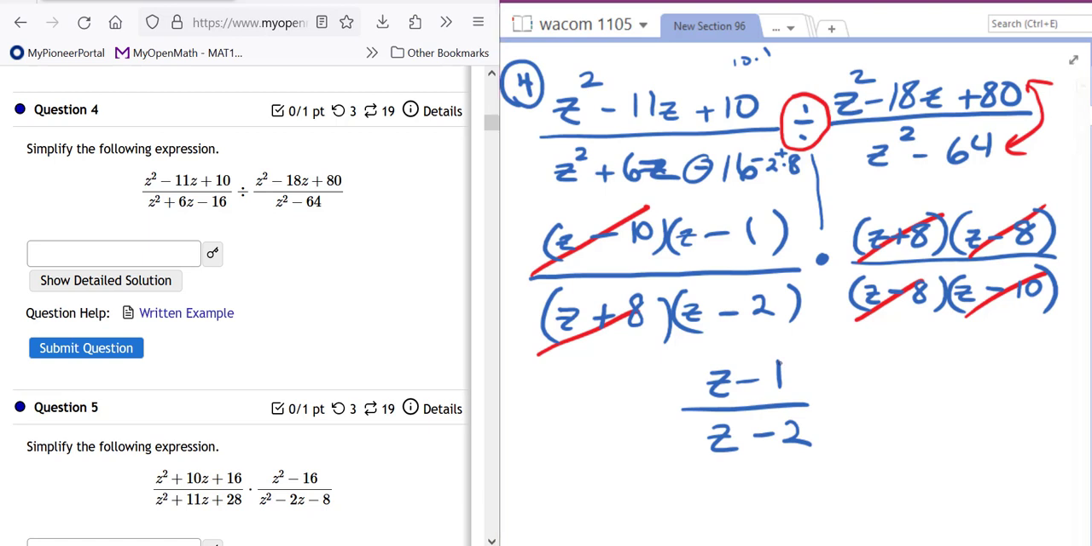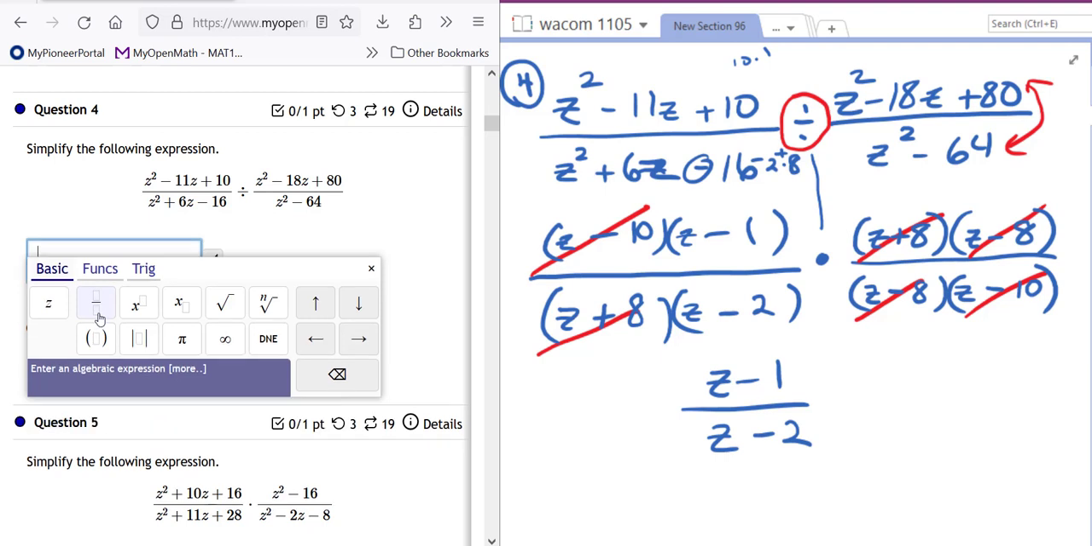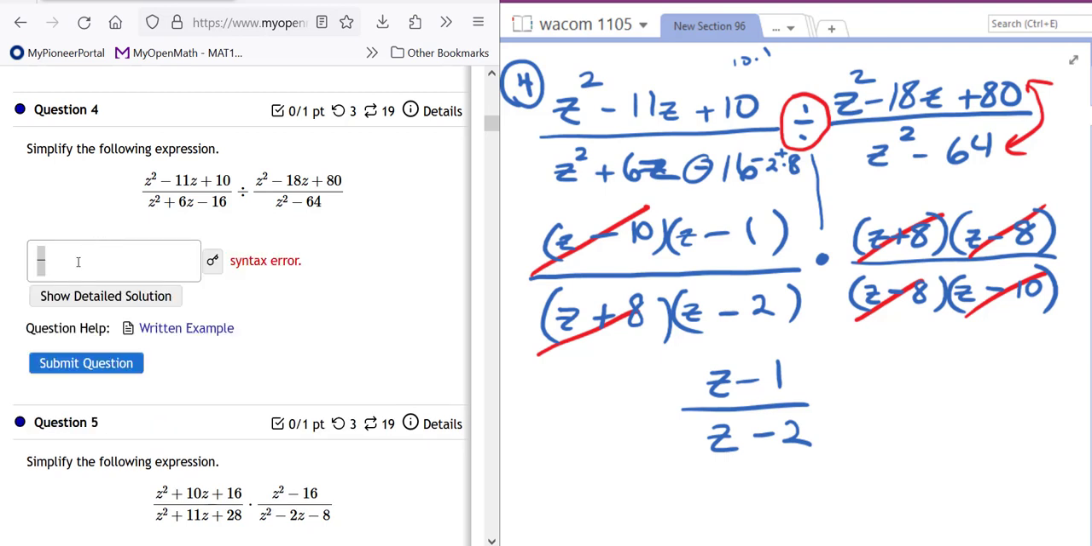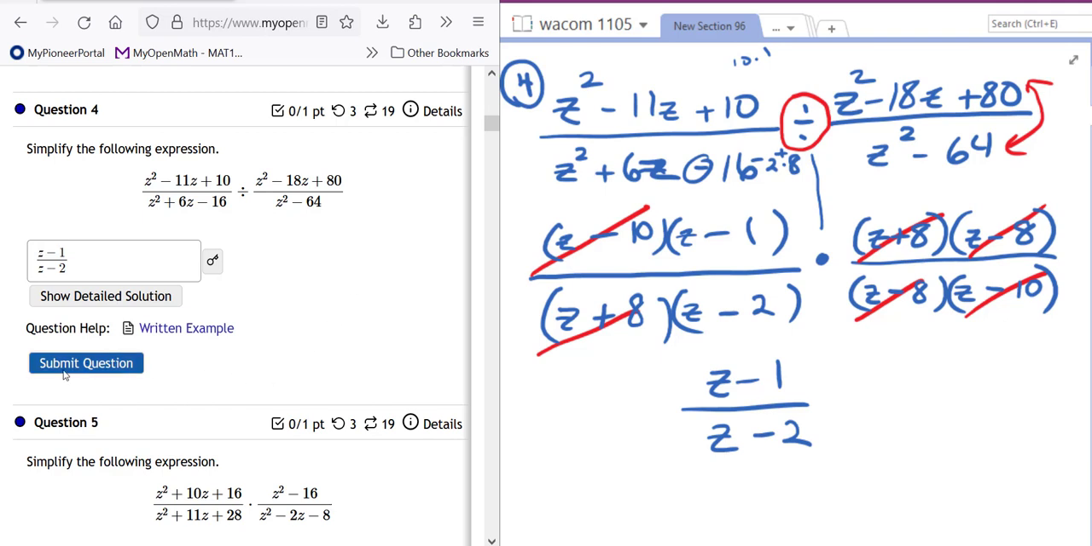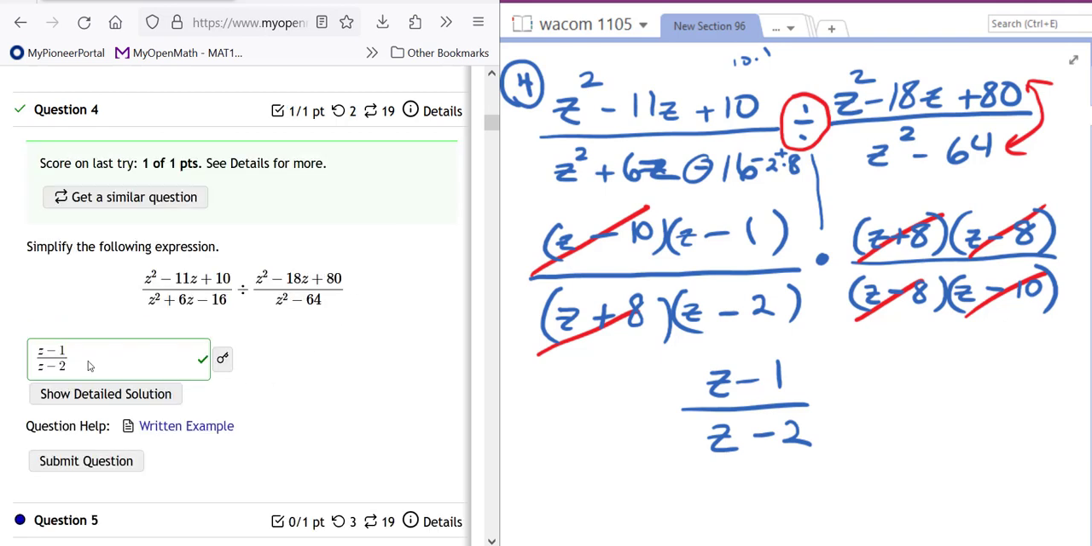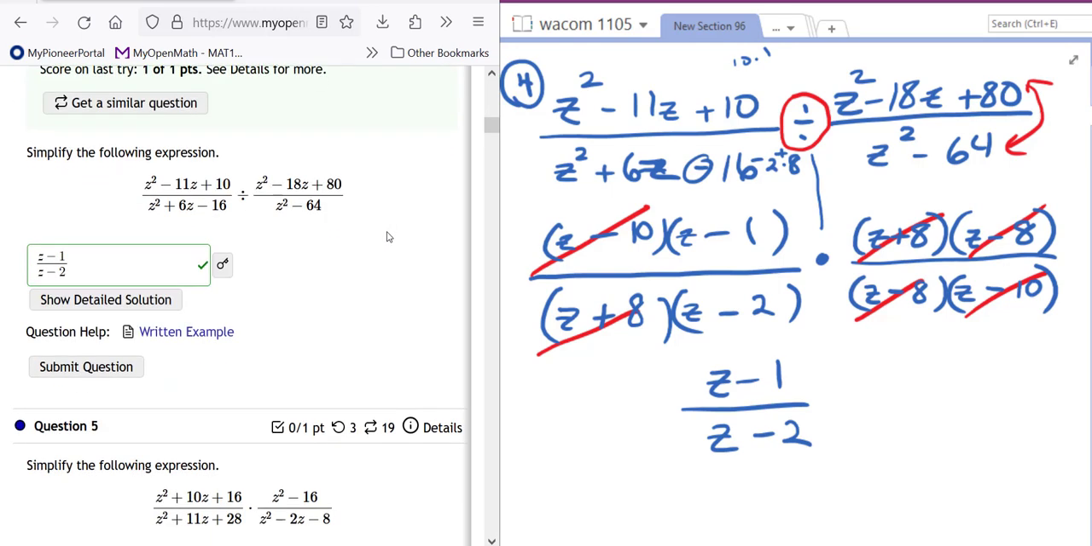So, if you type this in, you need your fraction button, and you want z minus 1 over, whoops, is that a z? Yeah. Over z minus 2. All right, so the work really is in the factoring.